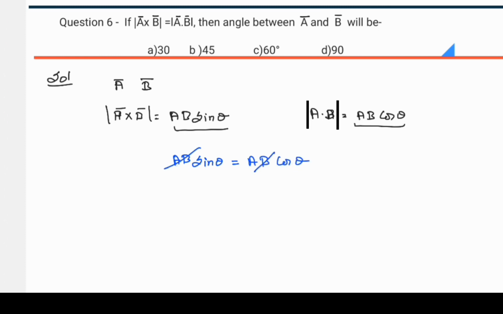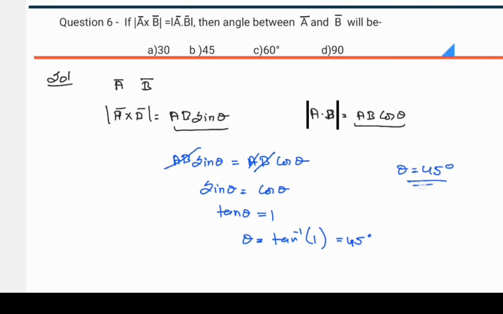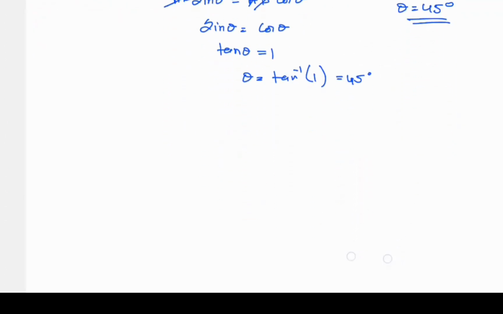Here ab and ab get cancelled. Sin theta is equal to cos theta. It means tan theta is going to be 1, and theta is going to be tan inverse 1, which is equal to 45 degrees. It means theta is 45 degrees, which is the right answer. Option B is the right answer. Okay, now move to the next question.